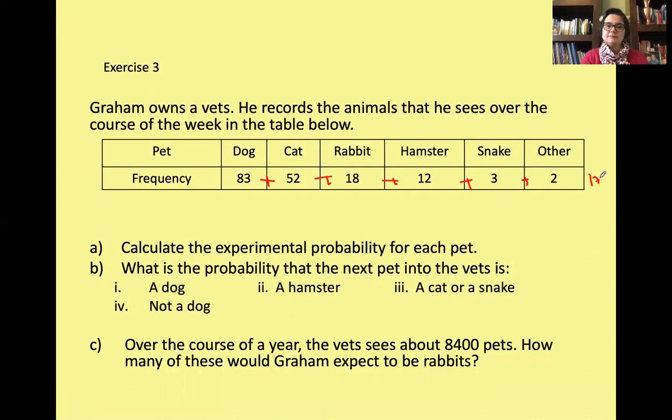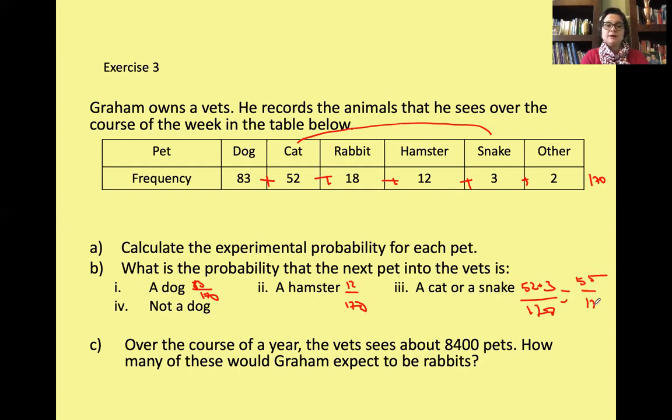And the answer to this one is going to be 170. Now, to find the experimental probability for each pet, we're going to have to divide by 170. For example, for the dog, 83 over 170. For the hamster, 12 over 170. And for a cat or a snake, that means 52 plus 3, so 52 plus 3 over 170. All right, so it's going to be 55 over 170.